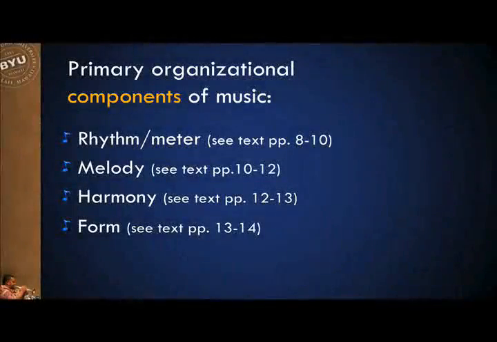Now, the primary organizational components of music are first, rhythm or meter, and you can see explanation of these terms on text pages 8 to 10. Melody, text page 10 to 12. Harmony, text page 12 and 13. And form, text page 13, 14.